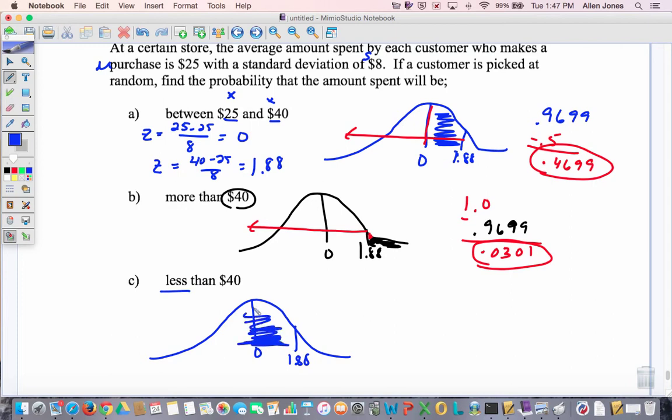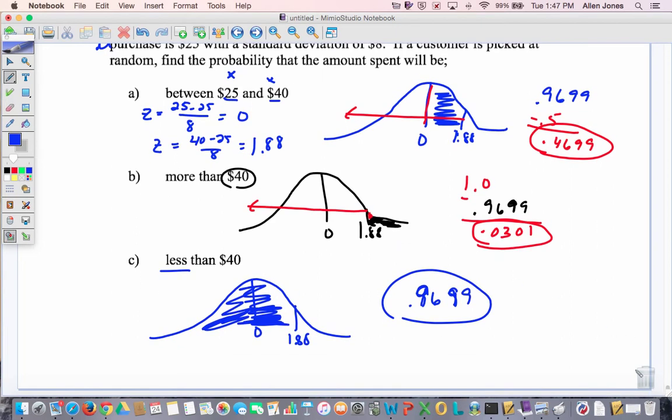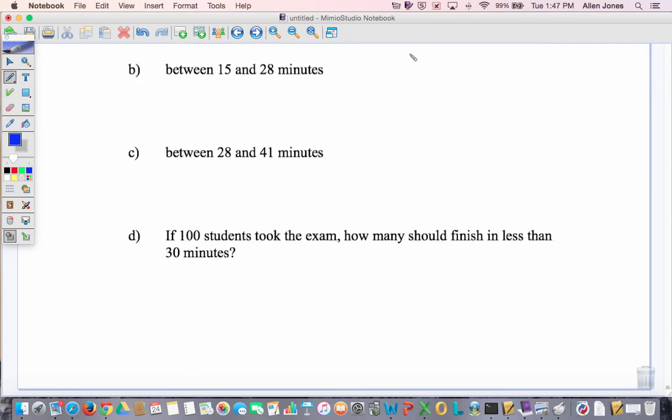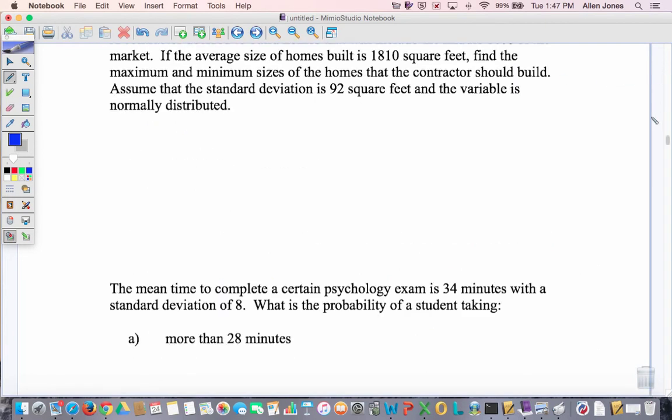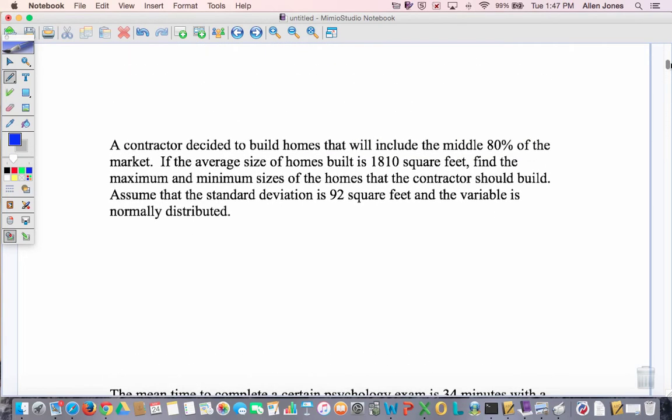It says less than. Hoping we all agree that means less than shades all the way down to the left. Look up and get 0.9699. That's our area. That's also the area to the left. So in this case, 0.9699 is our actual answer here. We'll keep moving on here.